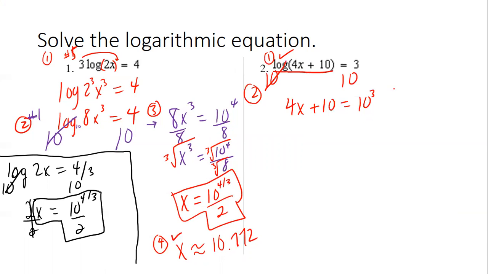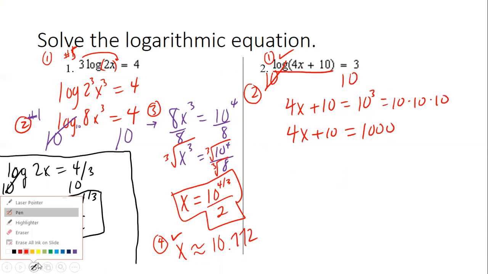What is 10 to the 3rd? Well, that means you have 10 times 10 times 10. What is 10 times 10 times 10? 1,000. It's 1,000. Are you recording? Yes.